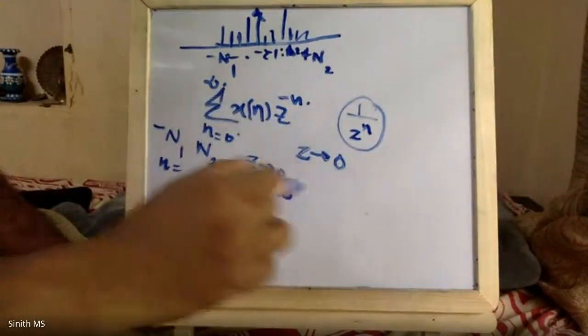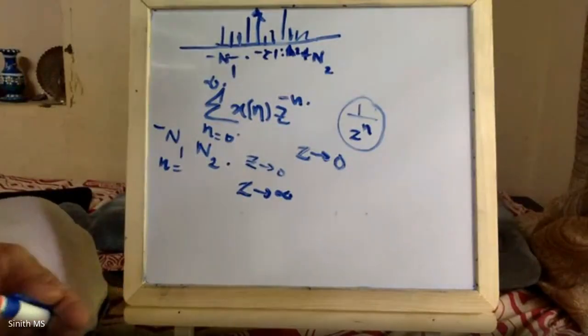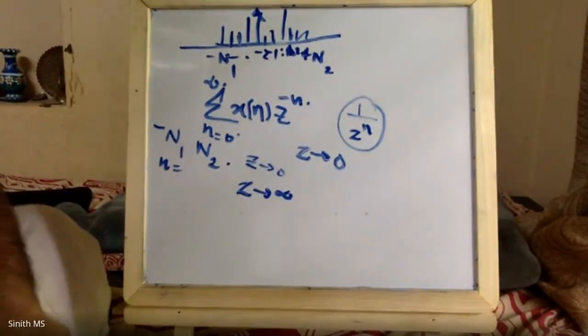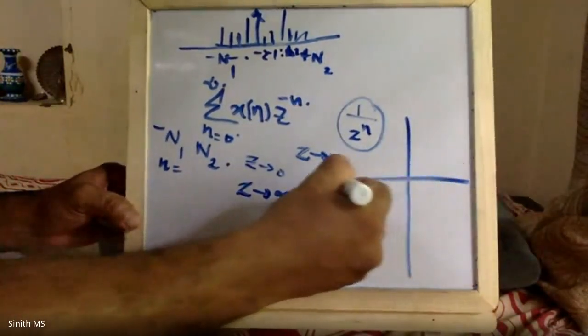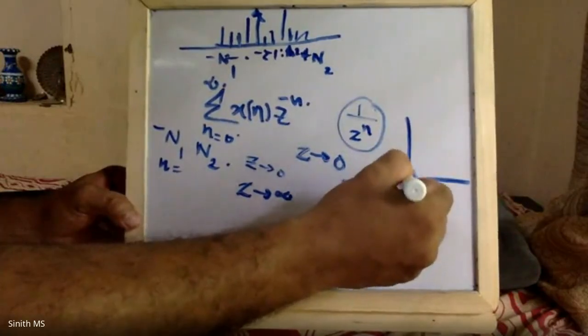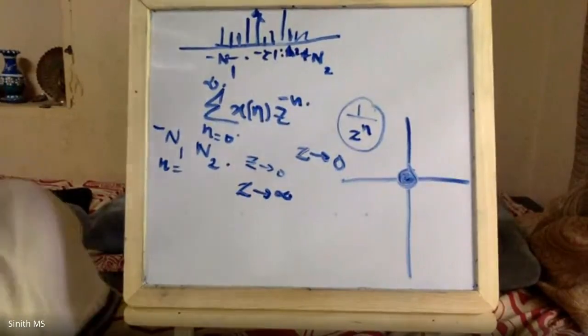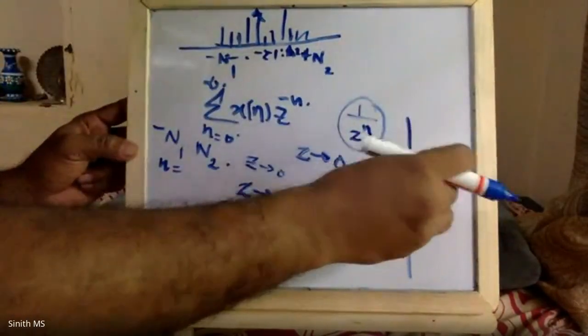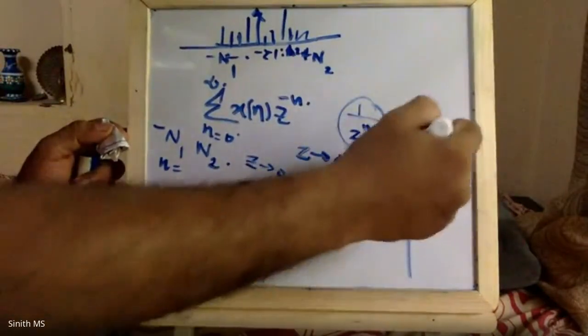So for z equal to 0 and z equal to infinity, for both these values, these kinds of two-sided signals will not converge. So the ROC will never include z equal to 0 as well as z equal to infinity in these cases. So when you have a z plane, this is not included in the ROC, and similarly z equal to infinity will also not be in the ROC.